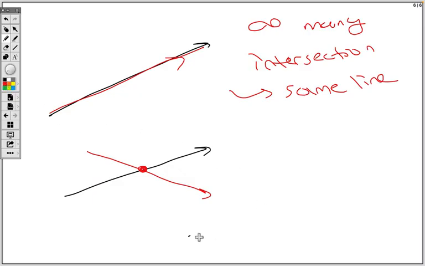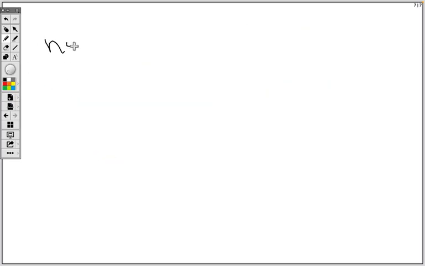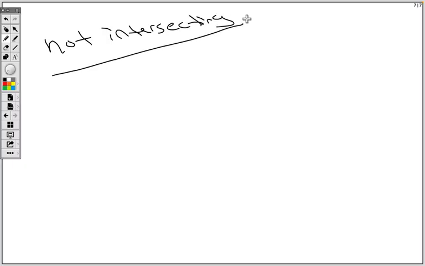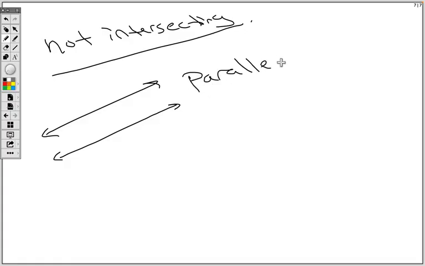You could have two lines that don't intersect. So this is where things get a little different in 3 space. These are the cases for intersecting lines: you either get one intersection or you get all the intersections. If they're not intersecting, well, they could be what? You have this in 2 space. If you have two non-intersecting lines, they are what? Yeah, they could be parallel.